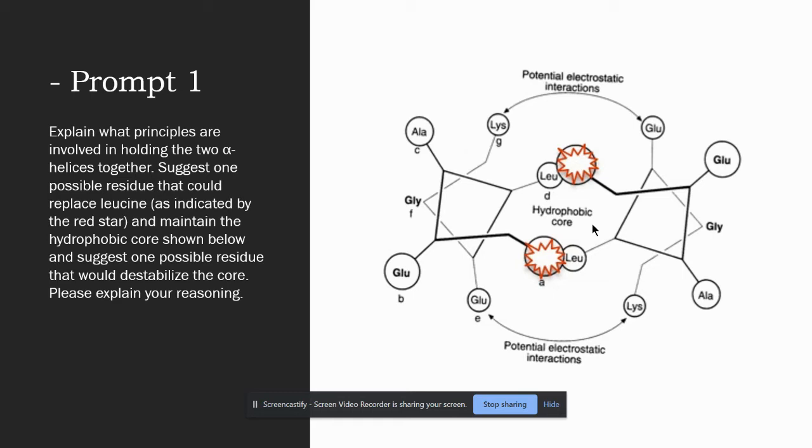We can also see that there is an electrostatic interaction between lysine and glutamate. An electrostatic interaction is the attraction between two completely ionized molecules with opposite charges, aka opposites attract.